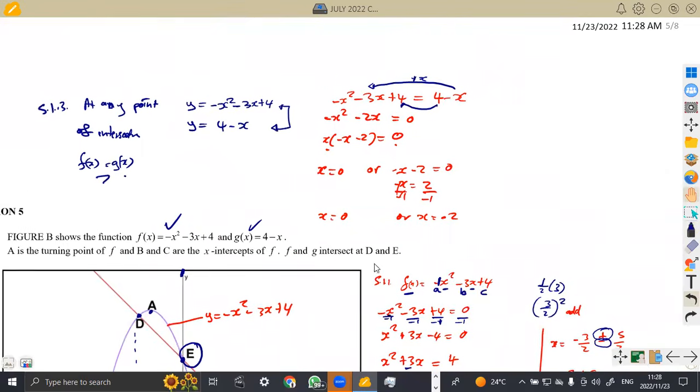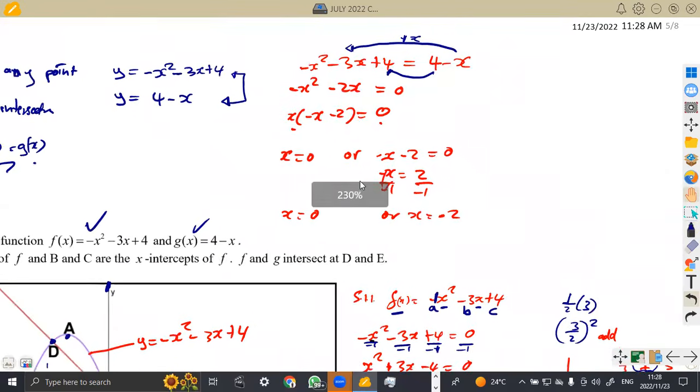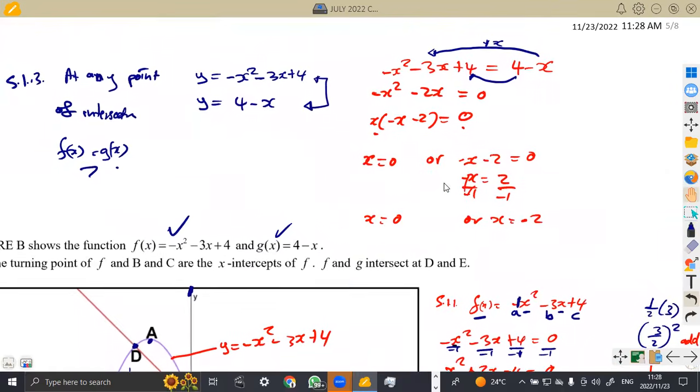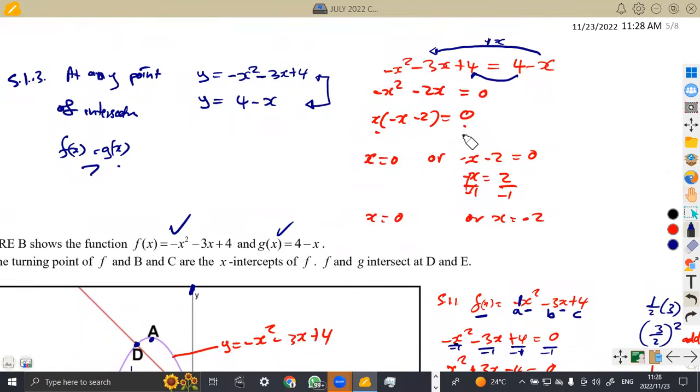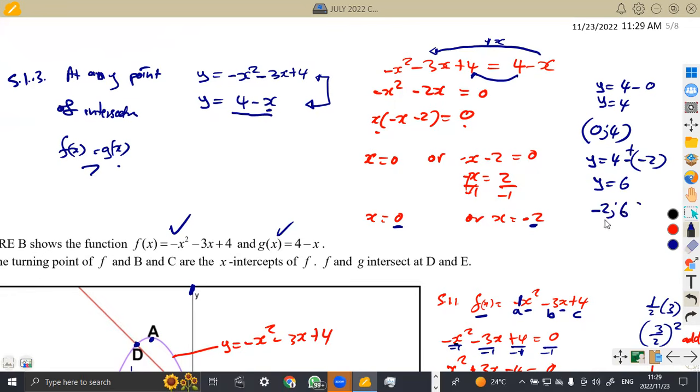We just have to substitute into any of these two equations. Remember, we said at the point of intersection, these two equations are equal. So I'm just going to substitute into this simpler one. When x is equal to 0, y is equal to 4 minus 0, which is y is equal to 4. So the point that we have is (0, 4). Okay, we move on. When x is -2, we substitute -2 here. y is going to be 4 minus x, which is 4 minus -2. So minus and minus, that's a plus. So y is going to be 6. That means the point is (-2, 6).